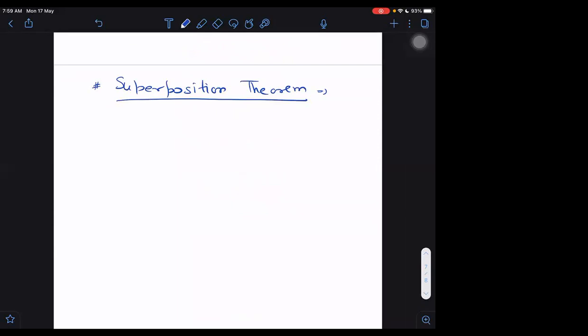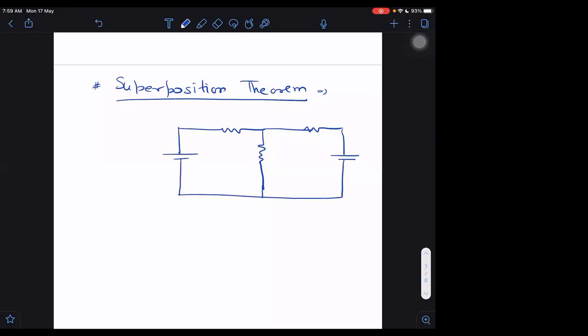It says that if I have, let us say, multiple voltage sources, one voltage source here, another here, or it may be 3, 4, many voltage sources. Let us say if I ask you what is the current flowing in this branch, what it states is that the current will be the sum of currents separately due to E1 and due to E2.